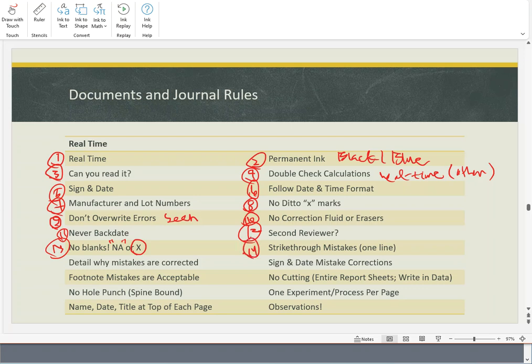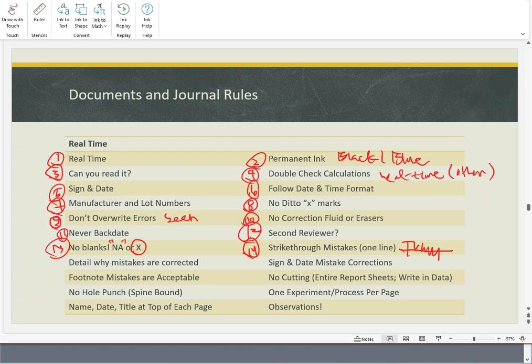Number 14, if you make mistakes, that is perfectly okay. No one says that you can't, but if you do make mistakes, it's got to be logged. It's got to be documented. What this means is that if I make a mistake and I spell my name wrong, whoa, I can't erase it. Erasing, violation of number 10. So I'm going to cross out that word. That's a strike through. And that tells a person this is a mistake.